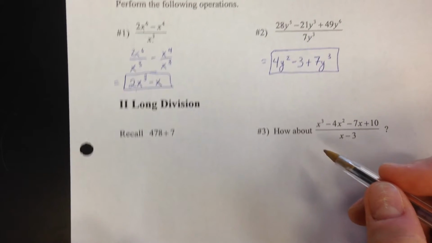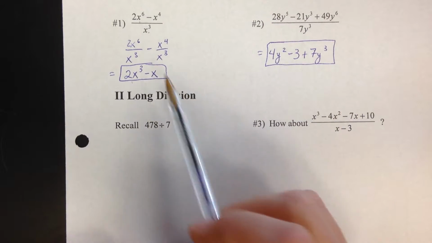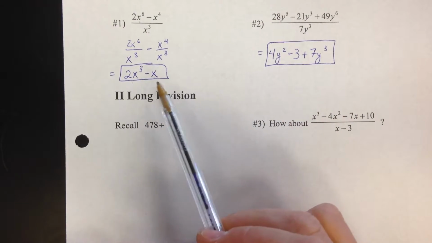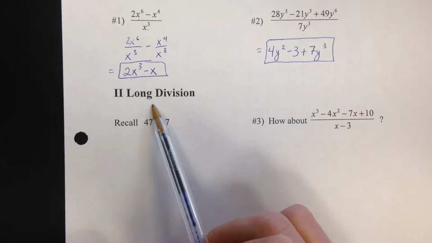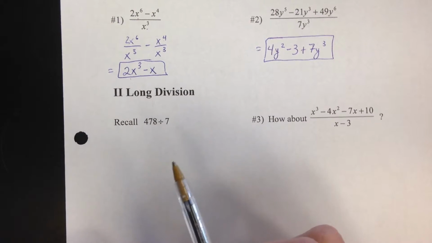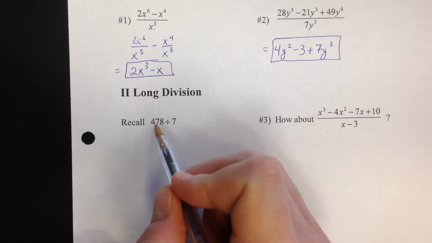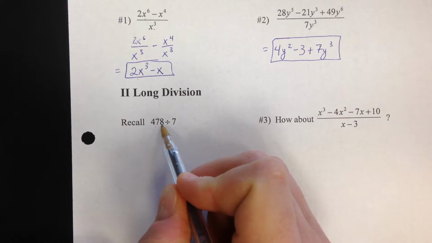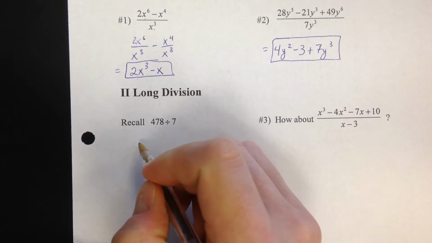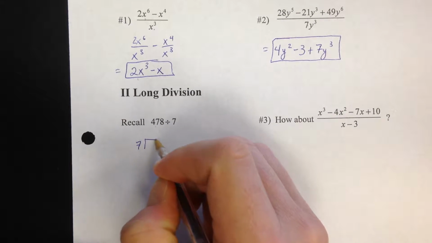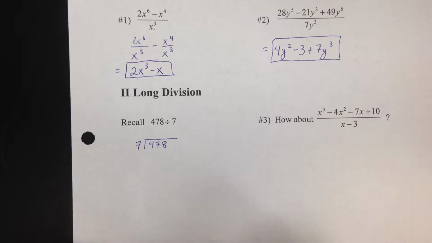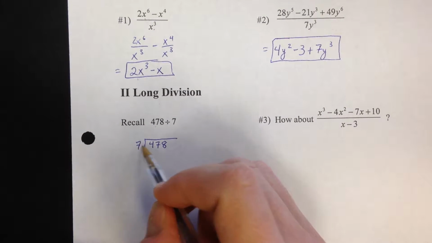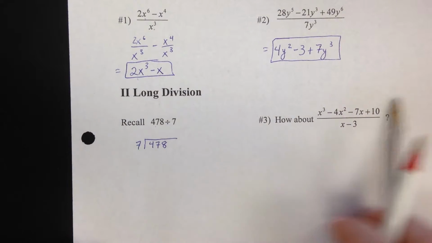Alright, now going back a little bit further here, you had done this in Algebra 1, so it's a little bit of a review. Let's talk about long division, which you may not have done for many years. So recall, if you do 478 divided by 7, we set it up here, 7, and it goes into 478. So you ask yourself, 7 goes into 47, how many times?